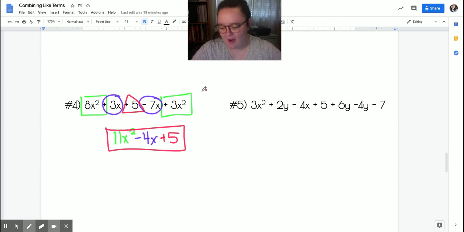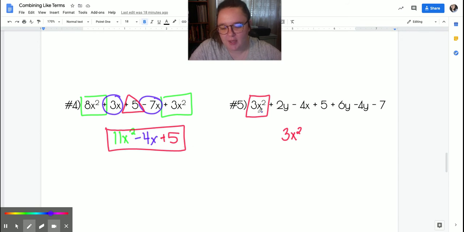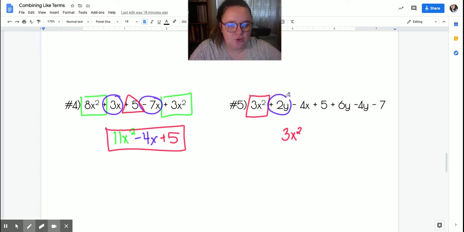So number 5, our last one here. 3x squared. Look for any more x squareds in this long expression here. I don't see any more x squareds, so I'm just going to bring that one down to put it in my answer. I'm going to change my colors because I like to color code these for like terms. This 2y. Is there any more y's here? Well, there's a couple. 6y, and negative 4y. There's 3 like terms there, so I'm going to combine them down here at the bottom.